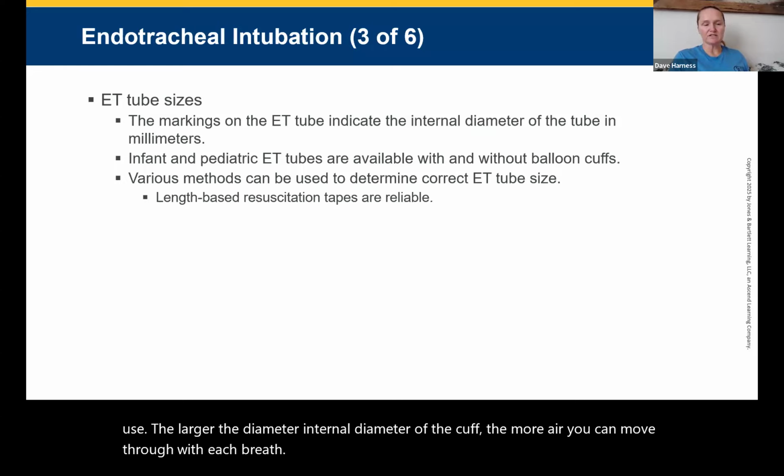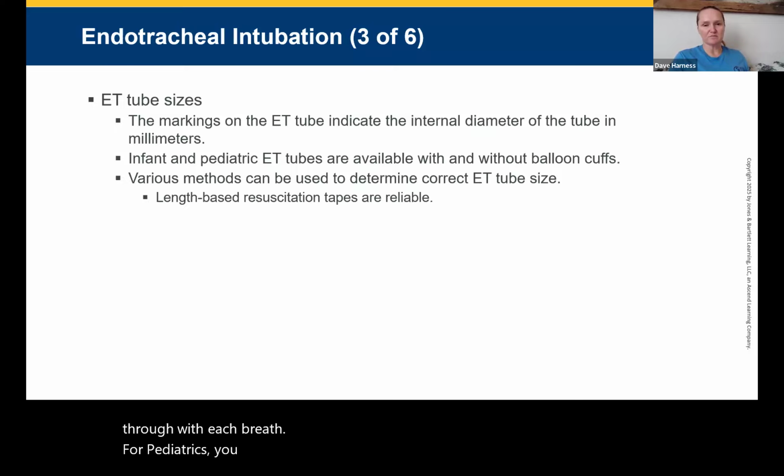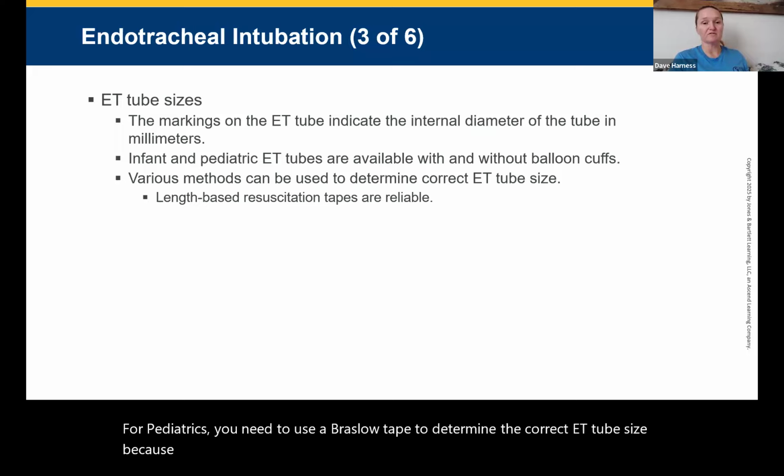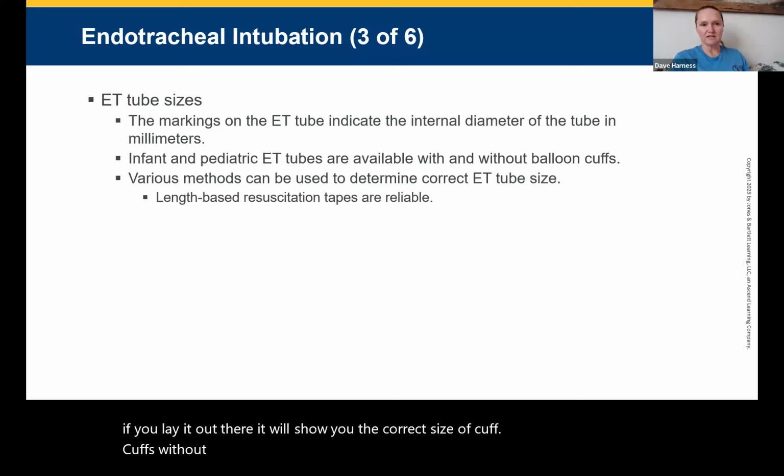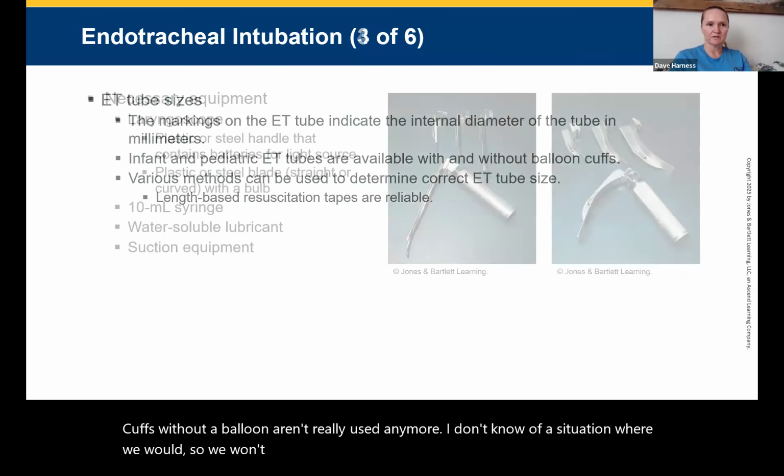For pediatrics, you need to use a Broselow tape to determine the correct ET tube size because children from age 0 to 12 come in varied sizes. And on that Broselow tape, if you lay it out, it will show you the correct size of tube. Tubes without a balloon aren't really used anymore. I don't know of a situation where we would, so we won't learn about those.